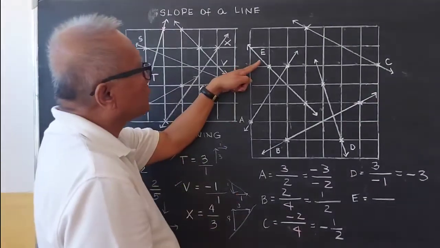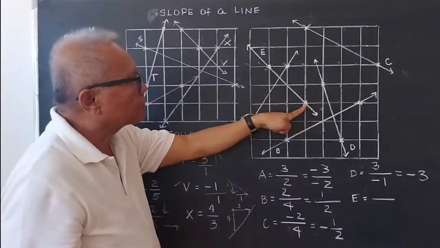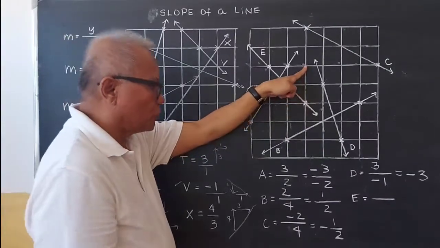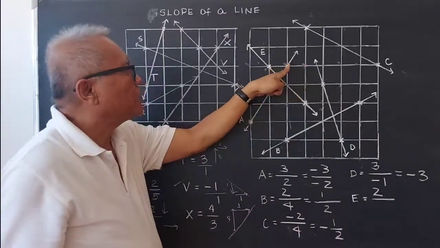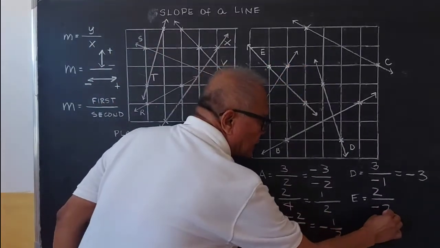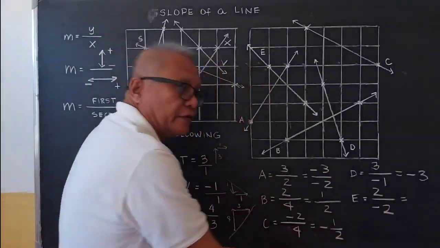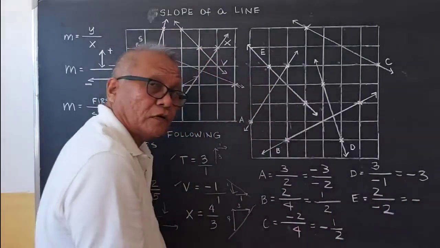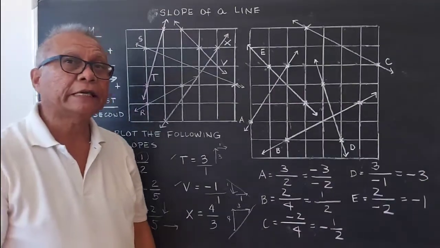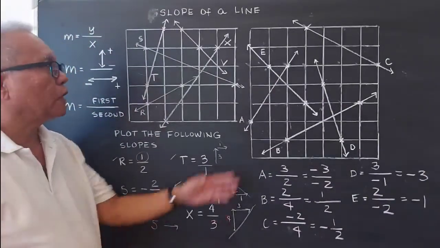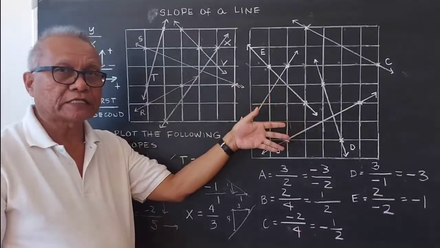Line E, where are you? Here, here, and here. Okay, you can start here. 1 and 2. So we have 2 here, positive. And then left 1 and 2. So we have -2 because we went to the left. And then positive over negative is negative, and 2/2 is 1. So we have -1 slope for line E. And that is how to plot our slope and how to read the slope when it is graphed already.